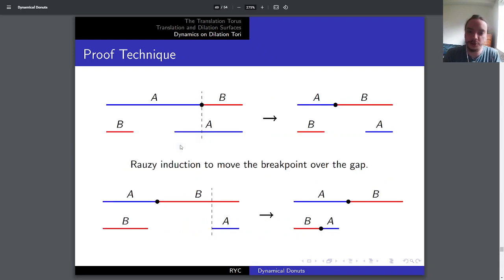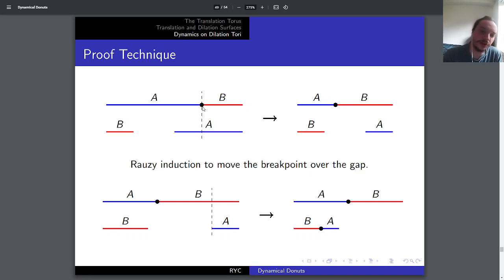Okay, so we found that if your Rosie induction moves your breakpoint over the gap, then you have a periodic orbit. So when does that happen? Well, you can imagine if we nudge this breakpoint to the left or to the right, we still stay over this gap. So there's an interval of breakpoints which start over the gap, right?